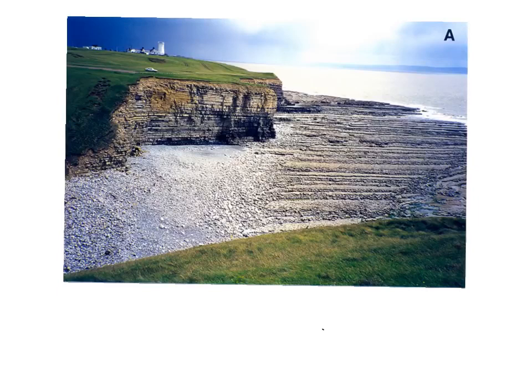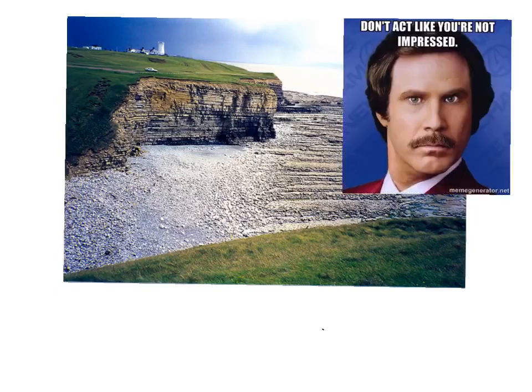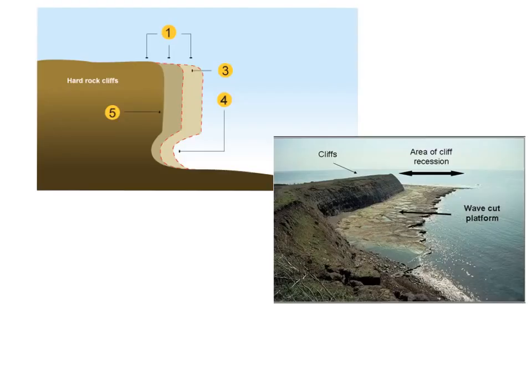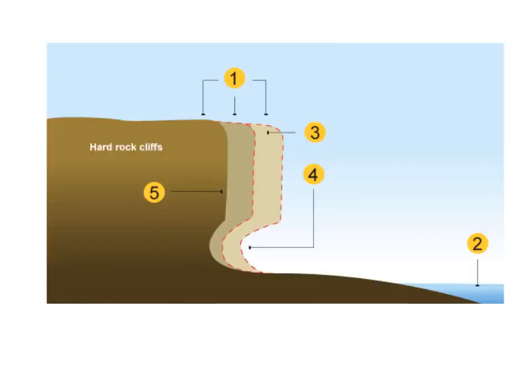Wavecut platforms are an impressive coastal feature and an erosional landform that you lot need to know about. In the top left of your picture you have a diagram of this landform, and in the bottom right you have a real life example. To begin with, we're going to be focusing mostly on this diagram here. So we are looking at the formation of cliffs and Wavecut platforms, and as already mentioned, these are an example of an erosional landform. Therefore, we must be aware of our different types of coastal erosion before going any further.